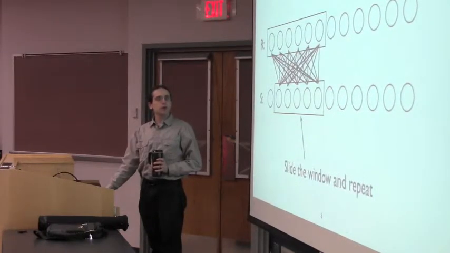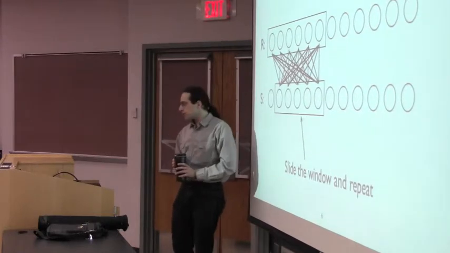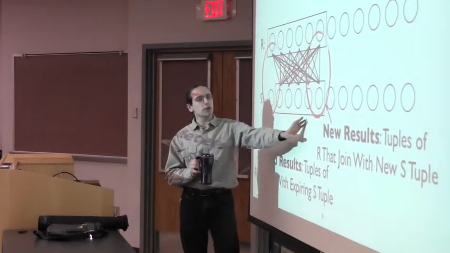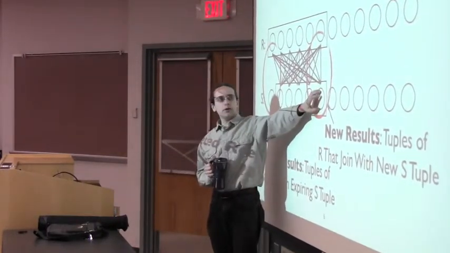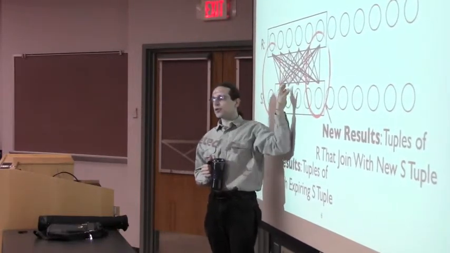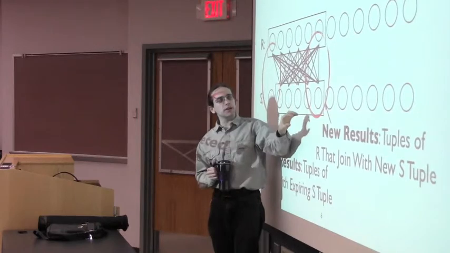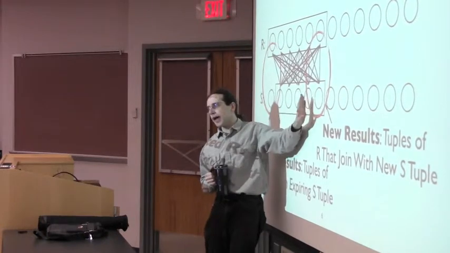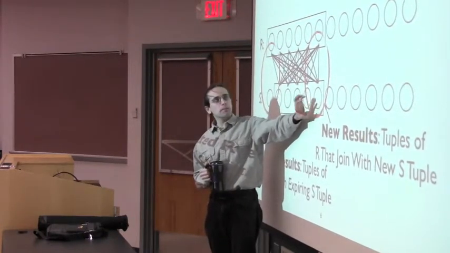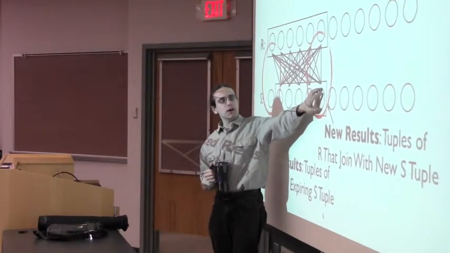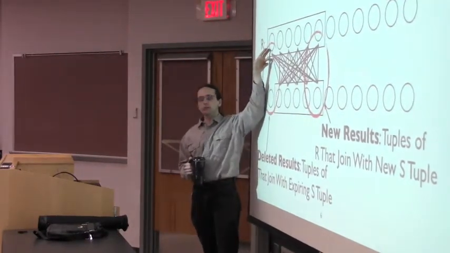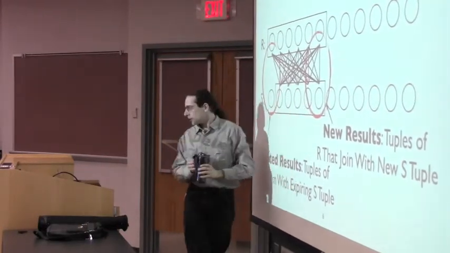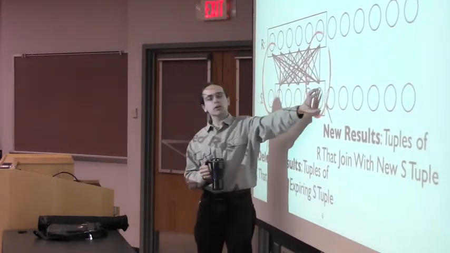Then when we slide the window over, that gives us a new set of joins. And in particular, two things will happen. Sliding the window over, we're going to introduce a new tuple into the window, which means we're going to introduce a new set of join results. And the only possible join results that we could introduce by adding a tuple into the window are joins between this tuple and some tuple in R. In other words, all of the new results that are produced when we slide the window over have to include this tuple.